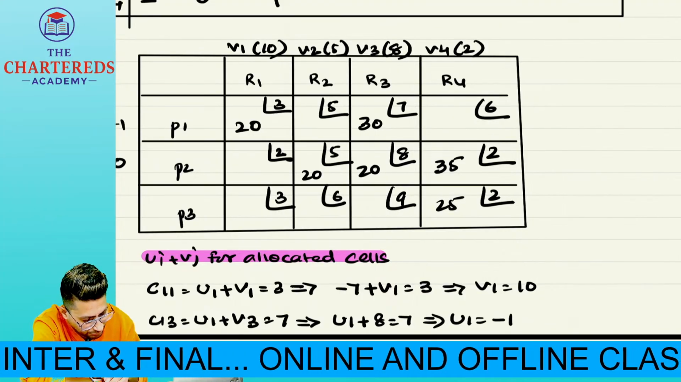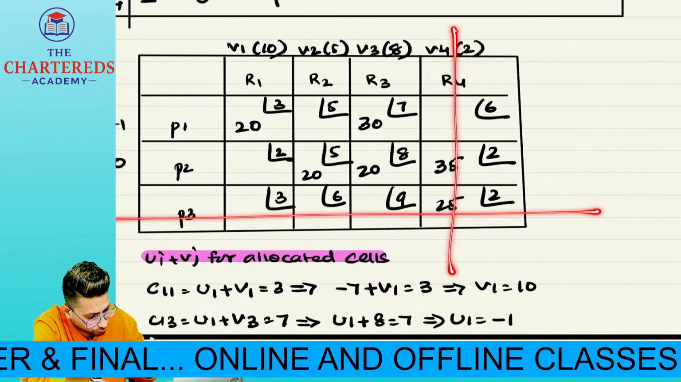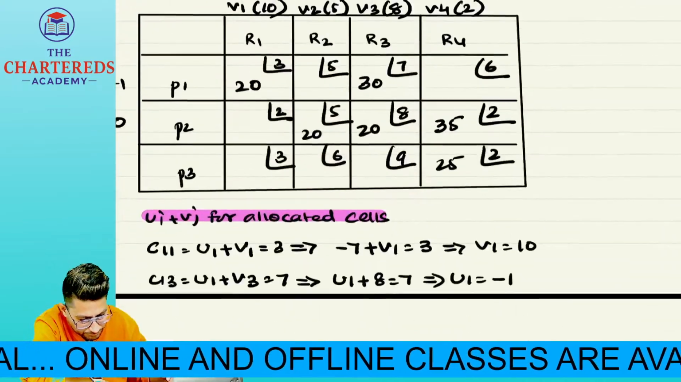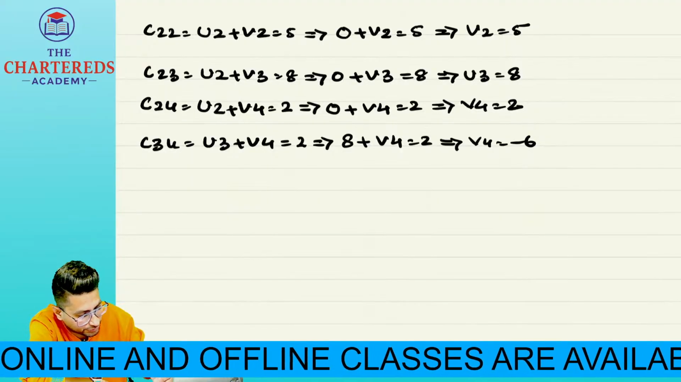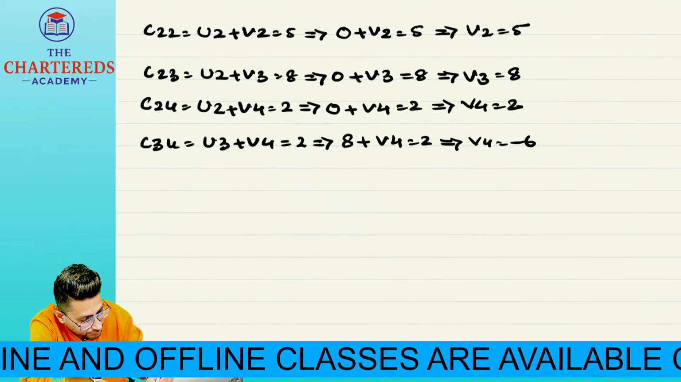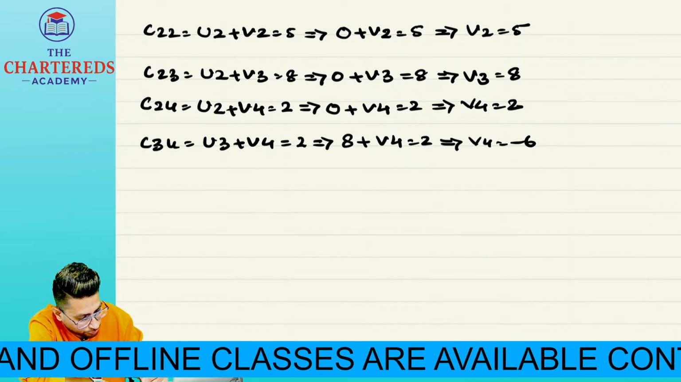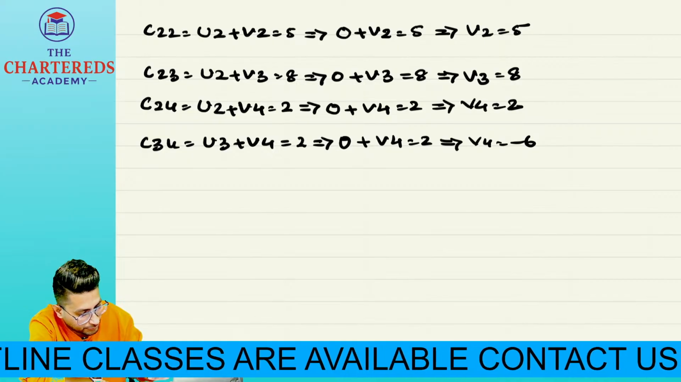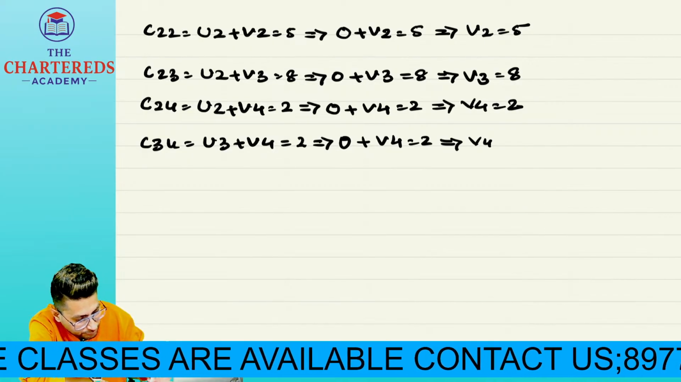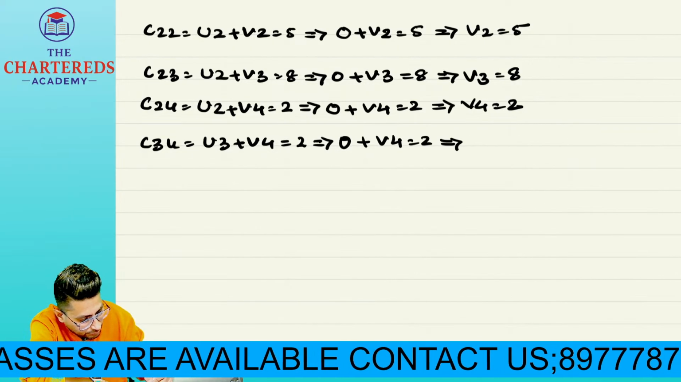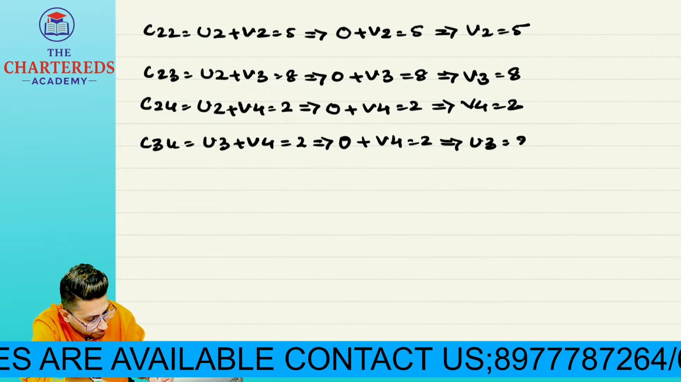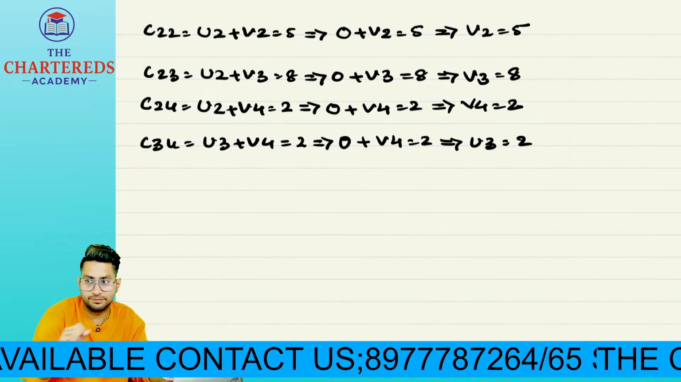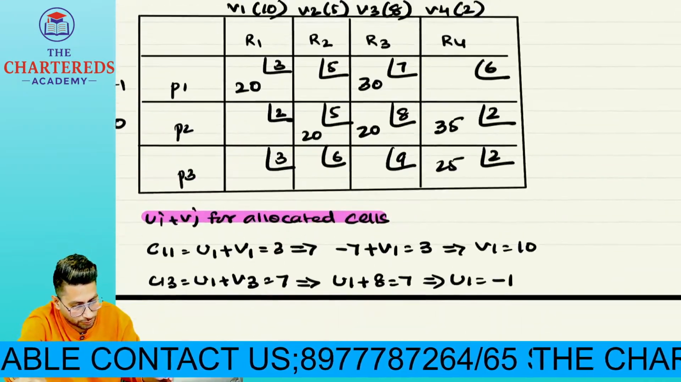This is third row, fourth column. So V4 I know, right? U3 I don't know. This is V3, sorry, not U3. This is V3, so U3 I don't know. It is 0 plus V4 is equal to 2. Then U3 will be equal to 2. Actually, my U and V look the same. So it will be equal to 2.